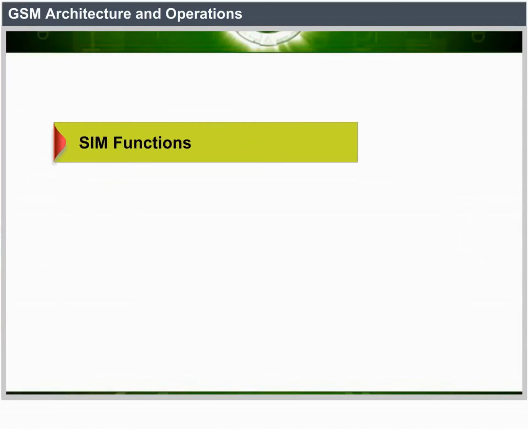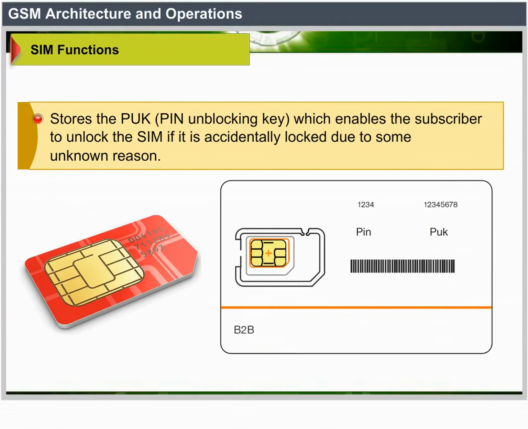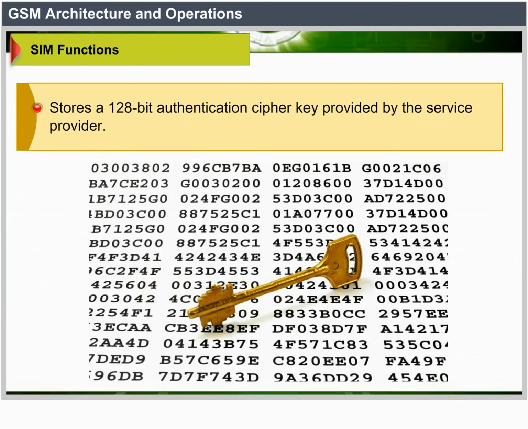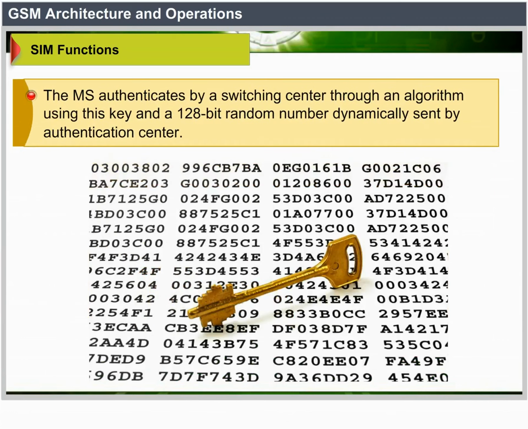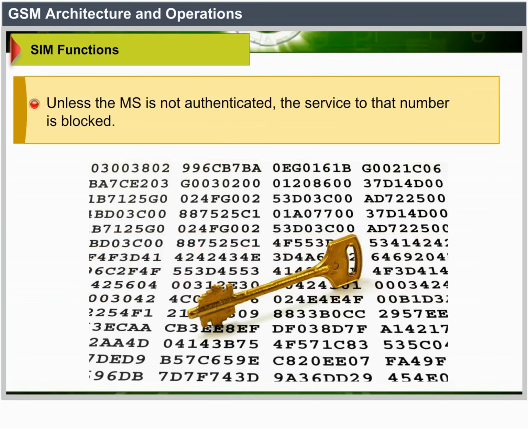SIM functions. Stores the PUK, PIN unblocking key, which enables the subscriber to unlock the SIM if it is accidentally locked due to some reason. Stores a 128-bit authentication cipher key provided by the service provider. The MS authenticates by a switching center through an algorithm using this key and a 128-bit random number dynamically sent by authentication center. If the MS is not authenticated, the service to that number is blocked.